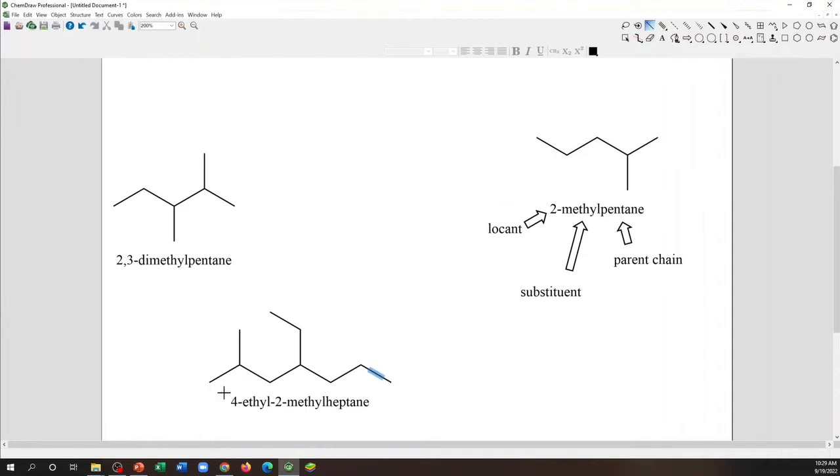But you can't stop with just looking left to right. You have to explore all possibilities of different chains to make sure that you truly end up with the longest continuous chunk of carbons. And it's not hard to do, you just have to remember to do it every time.